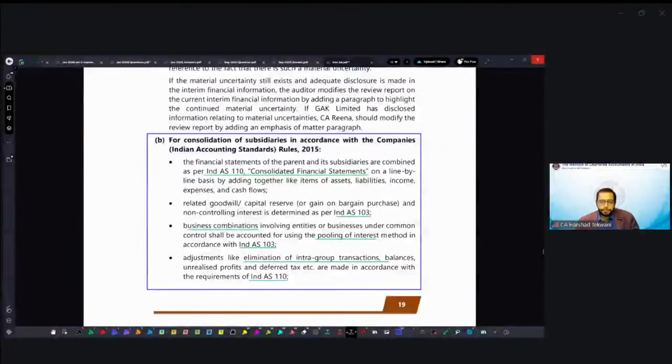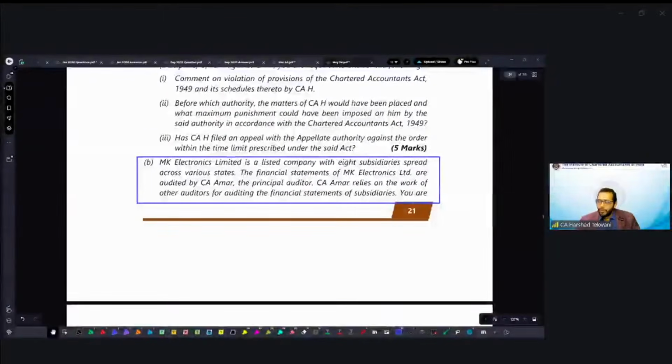No doubts? Okay. If no doubts, let's discuss some more questions on the similar topic. Because now we need to understand from the auditor's perspective also, not only from the perspective of the consolidated financial statement. So, one good question.